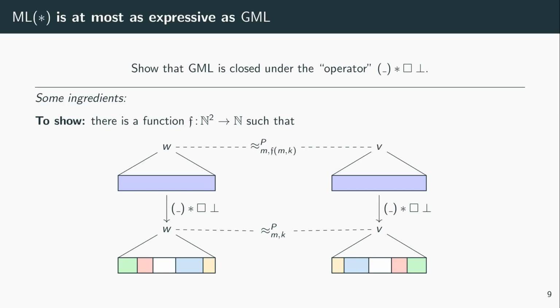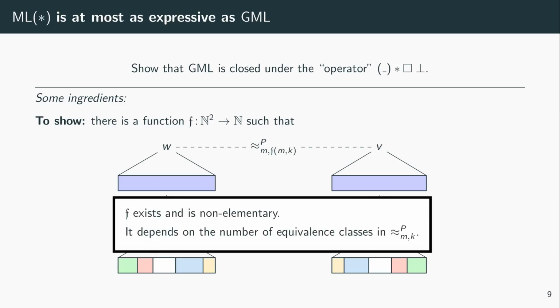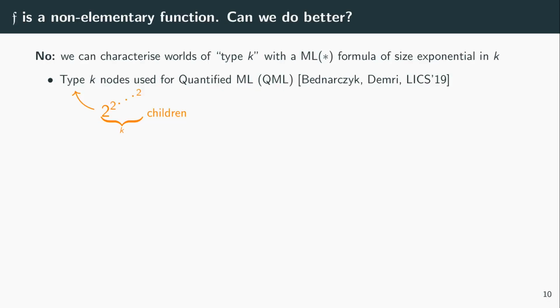Now, the main problem is what is this function? And in the paper, we show that this function exists, is non-elementary, and it depends on the number of equivalence classes of the G-bisimulation. So to do this, we used a non-elementary function. But what if we were not careful enough and there exists one that is elementary? Then we would probably be able to show that ML star is elementary decidable. Unfortunately, this is not the case.